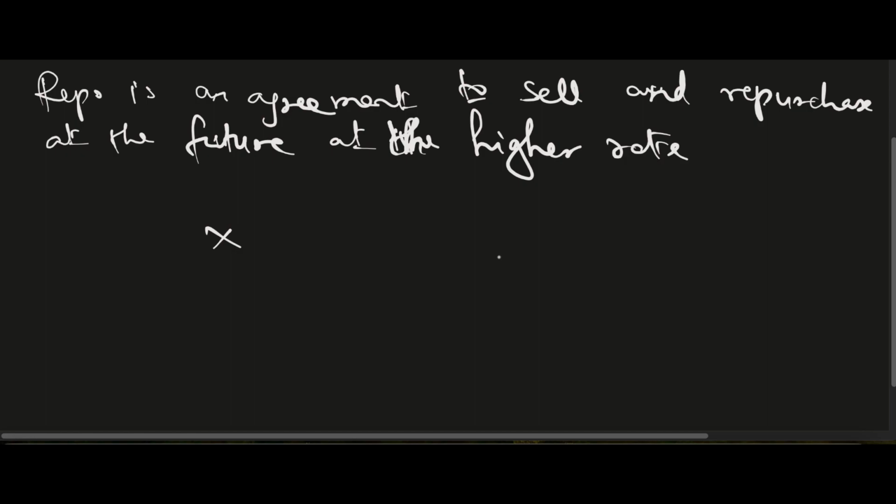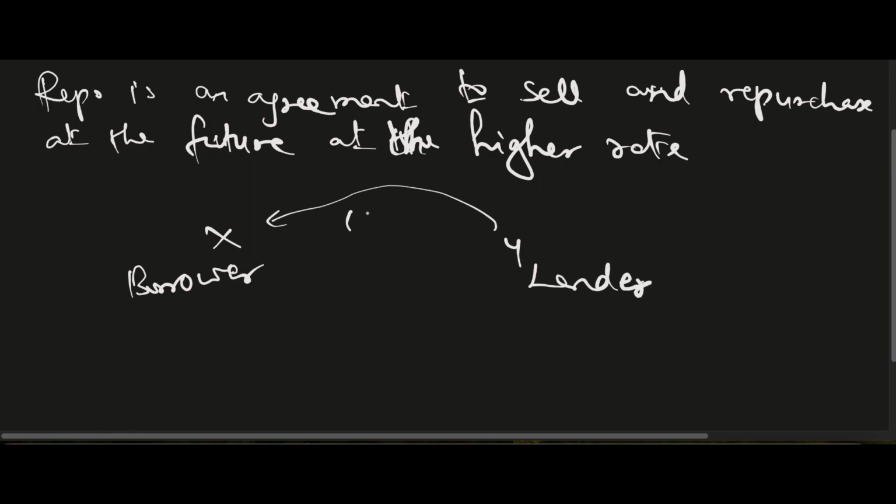Say for example, X and Y. X is the borrower and Y is the lender. So X wants to borrow 100 rupees. Now when X wants to borrow 100 rupees, he is supposed to keep a collateral. So collateral is in some security. For example, he is keeping his bond.